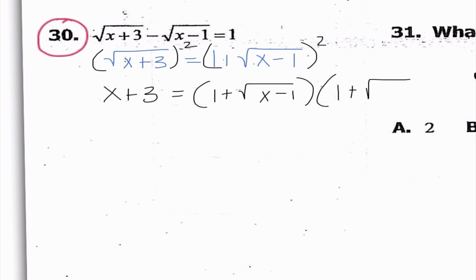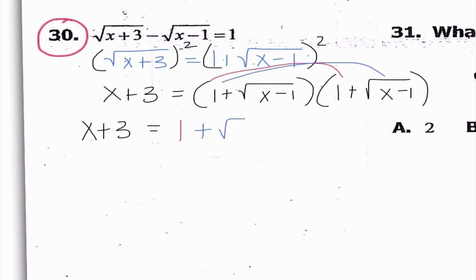becomes a FOIL problem. So I'm going to have to go ahead and do 1 times 1 is 1. 1 times radical x minus 1 is radical x minus 1. Radical x minus 1 times 1 is radical x minus 1. And lastly, radical x minus 1 times radical x minus 1 is x minus 1.